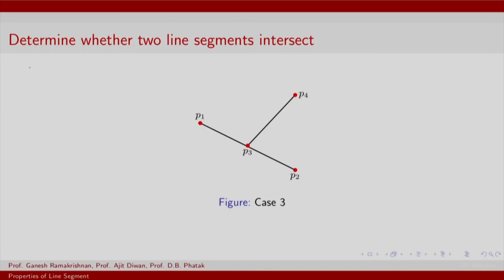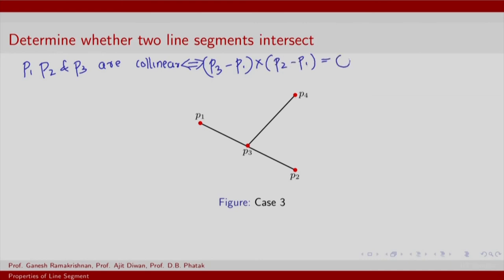In general, what do you expect if three points P1, P2 and P3 are collinear? Well, if they are collinear, we would expect that P3 is neither counterclockwise nor clockwise from P2 with respect to P1. It can be neither positive nor negative. So, we would expect this cross product of P3 minus P1 with P2 minus P1 to be 0.